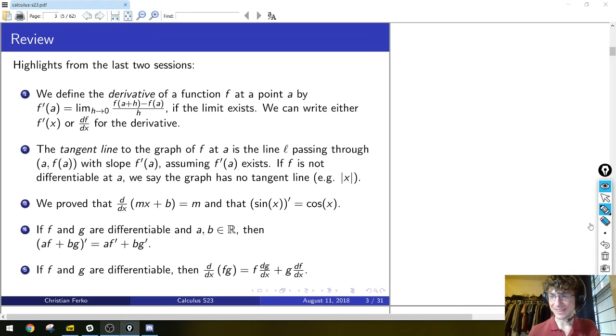Okay. Last time, the important content of the last two meetings, more or less, was the definition of the derivative. This was motivated by the question asked by Newton about thinking about the instantaneous velocity of a particle whose speed is changing, and it led us to this definition. We defined the derivative of a function at a as the limit as h goes to 0 of this difference quotient, which you remember is basically rise over run, f of a plus h minus f of a over h, if the limit exists.